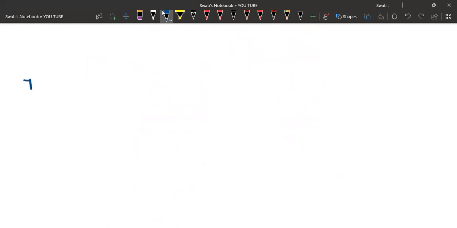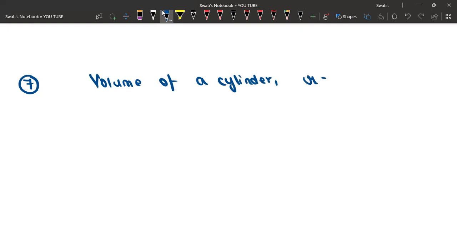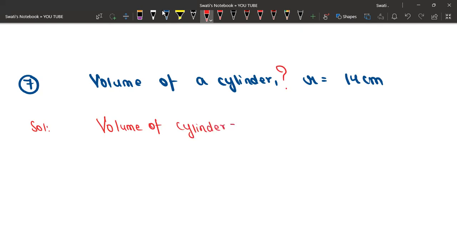So we need to find out the volume of a cylinder in which the radius is given as 14 centimeter. So we have to use the volume of a cylinder formula. We know that the volume of a cylinder, this is what we need to find out. The volume of a cylinder formula is pi r square h. Here you can take pi as any value, either 22 upon 7 or 3.14. Here I'll take 22 upon 7.